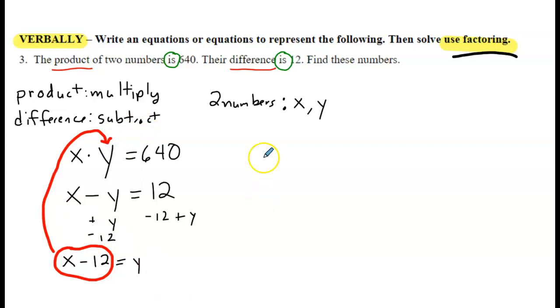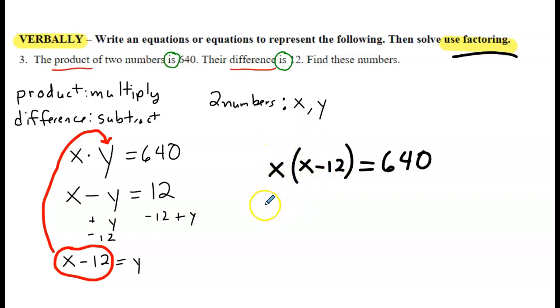So now my equation would be x times (x minus 12) is equal to 640. That's the product of the two numbers. All right, once you have that, now it looks like we're going to have a regular quadratic. Go ahead and do the distributive property. And now I have this.